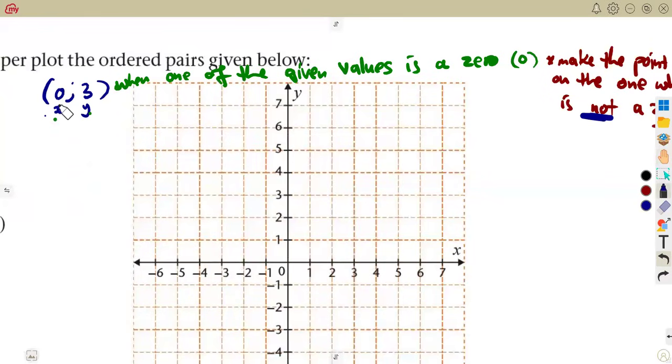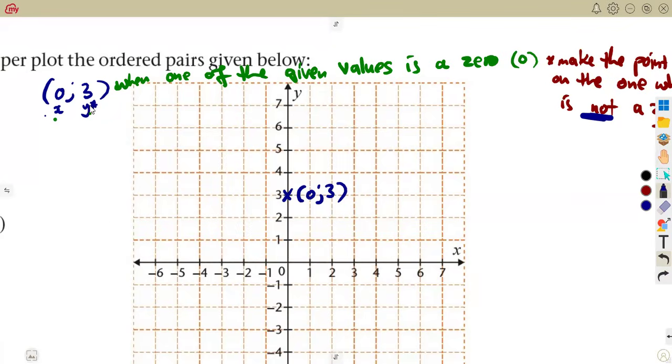X is the one which is 0. Y is what? Y is 3. So you go straight to the y value, where y is 3. Remember, this is your y-axis. Where is it 3? Here. Straight there. That is where you mark your point. This is your point (0, 3), because there's nothing about x there.